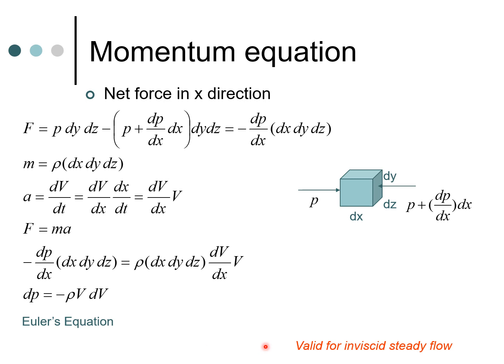Now this equation is valid for inviscid steady flow. So that's something to keep in mind. Inviscid simply means there is no viscosity, and there is no viscosity, so there is no friction. That is an assumption we have made here. We are assuming only pressure forces are acting on this body. There is no shearing or friction type of force here.